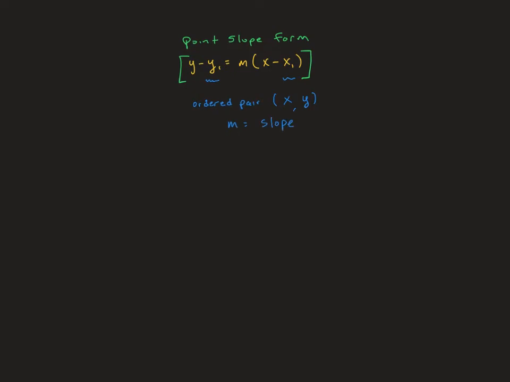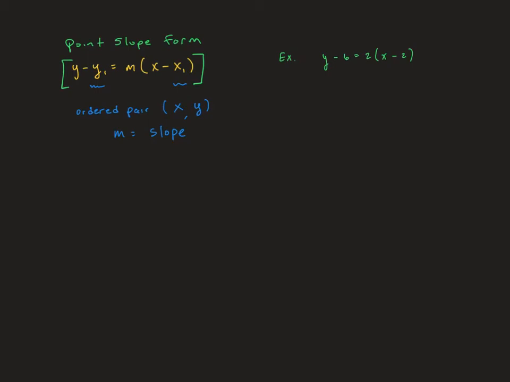So if I look at an example, if I have an equation of a line, and it is written in point slope form, hopefully you can see that, I have y minus some value equals m times the parentheses x minus some value. And what I want to do is say, hey, what is my point, my ordered pair? My point is going to be what? And then my slope is going to be what?